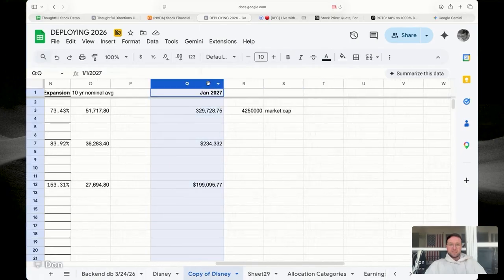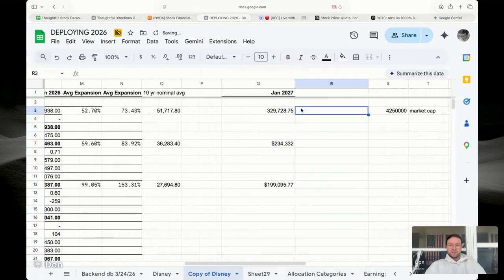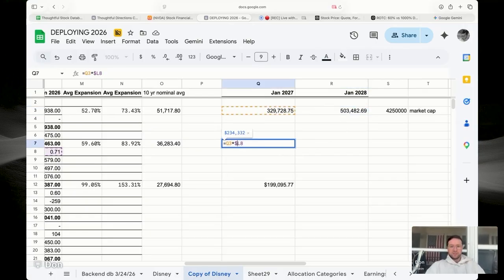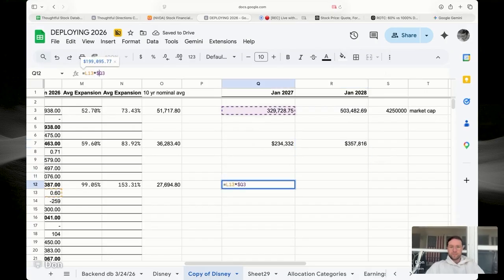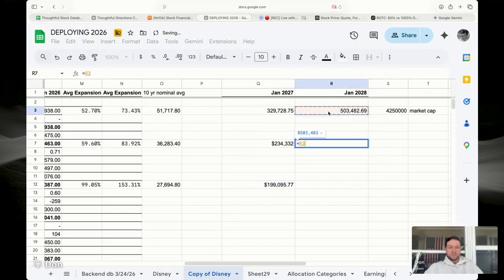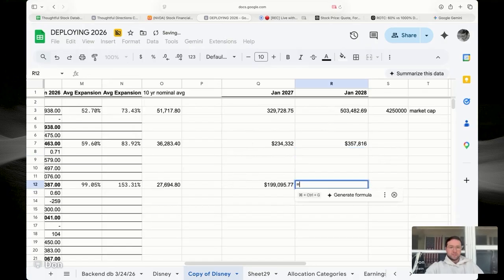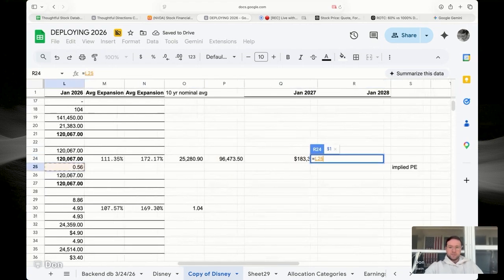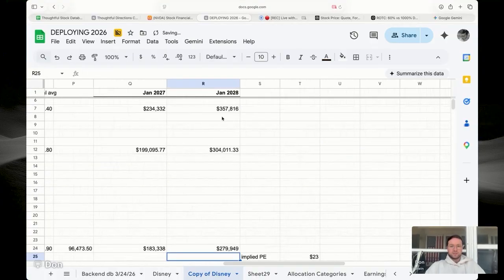So then if this were to grow again its average, looking at 500 billion, so that's 500 billion in revenue in 2028. And then what's this formula? Oops, let's type it up. Okay, so this times this equals this.